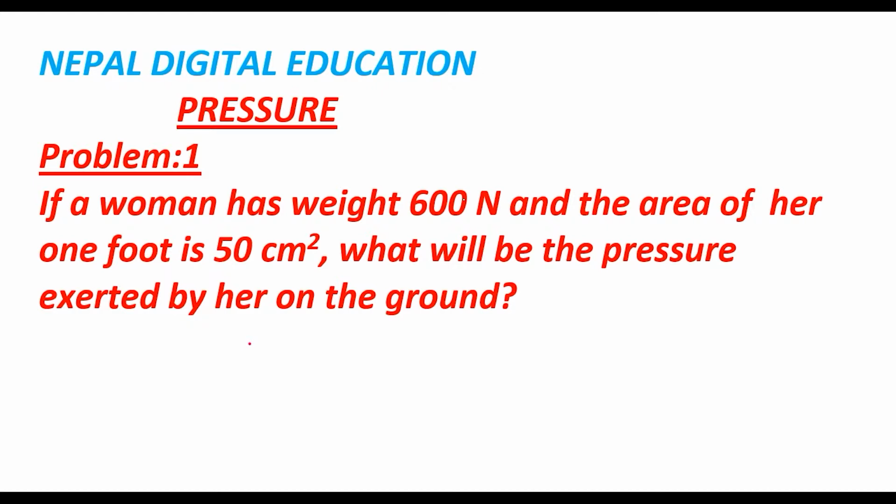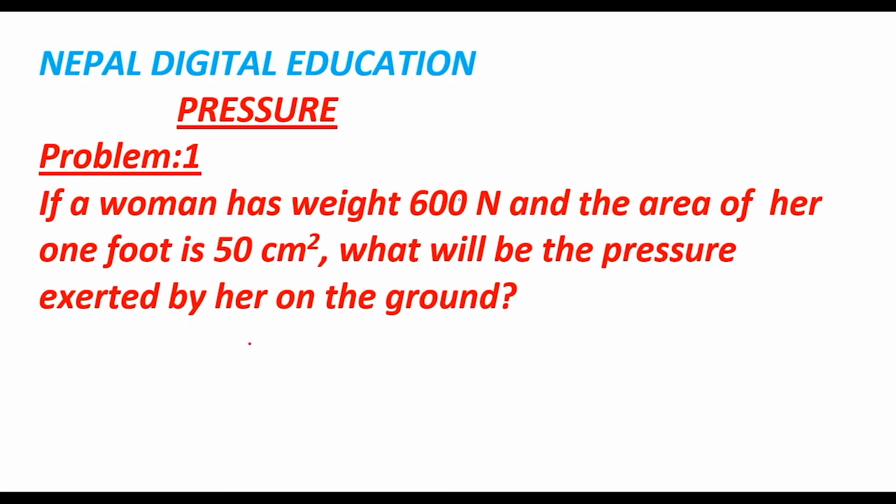In this video series, we are going to start the numericals of pressure. Let us look at the problem first. If a woman has weight 600 Newton and the area of her 1 foot is 50 centimeter square, what will be the pressure exerted by her on the ground?